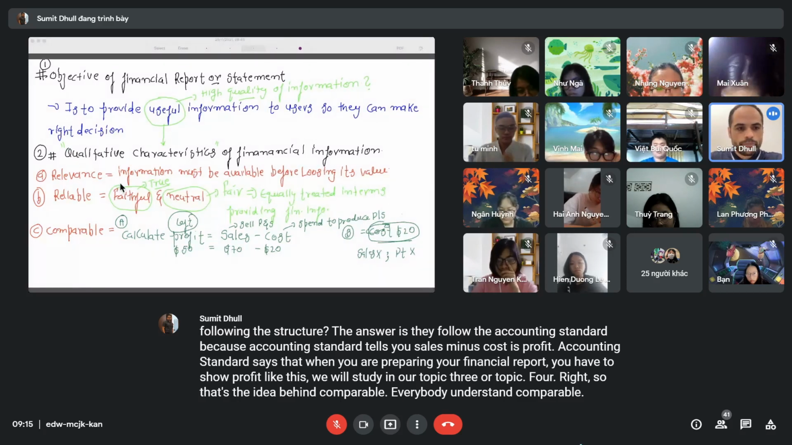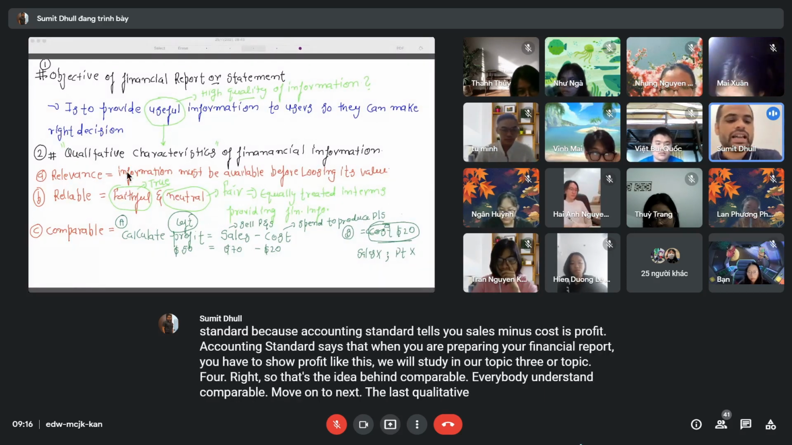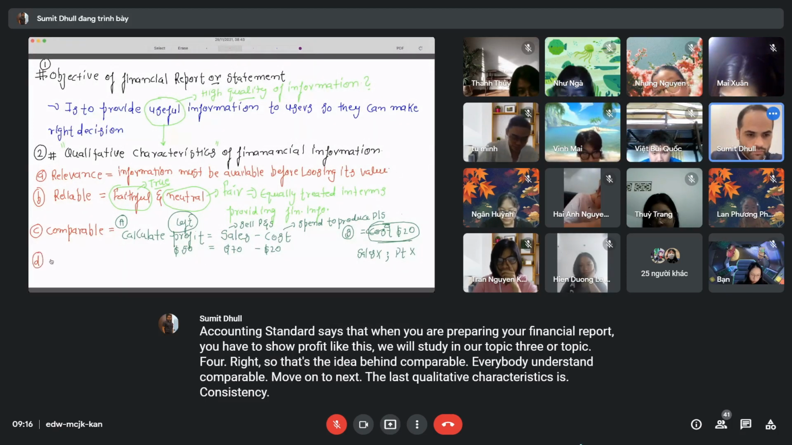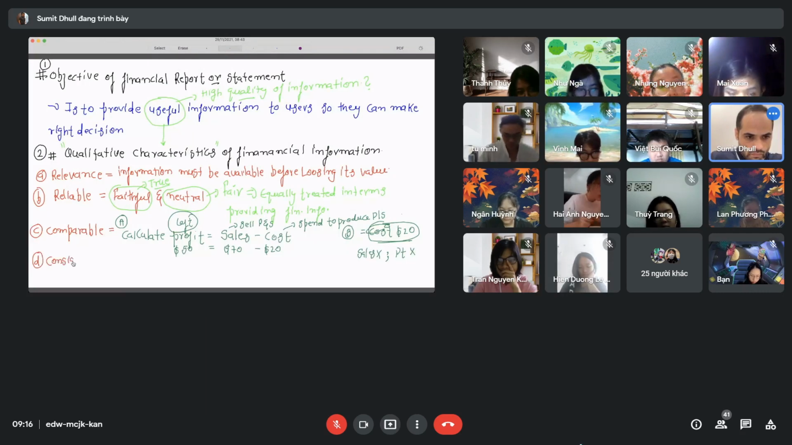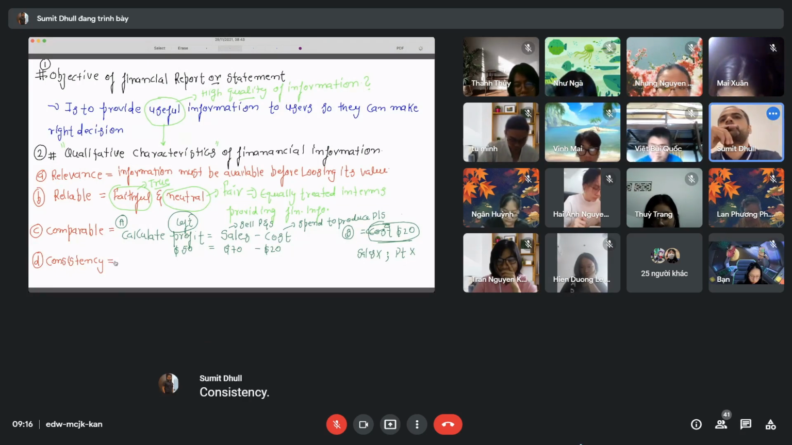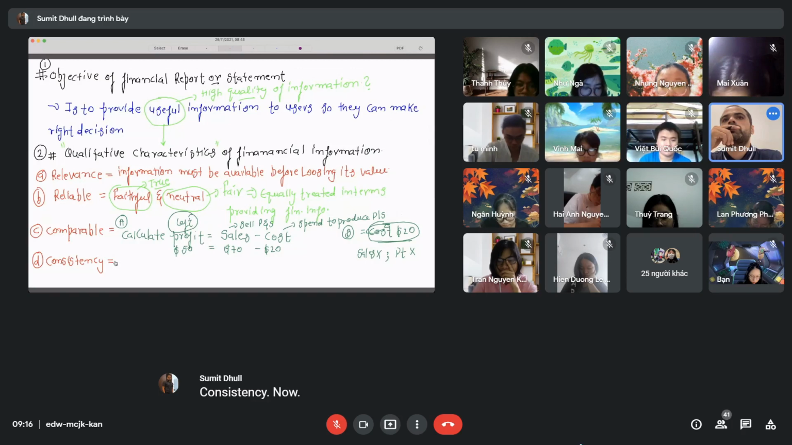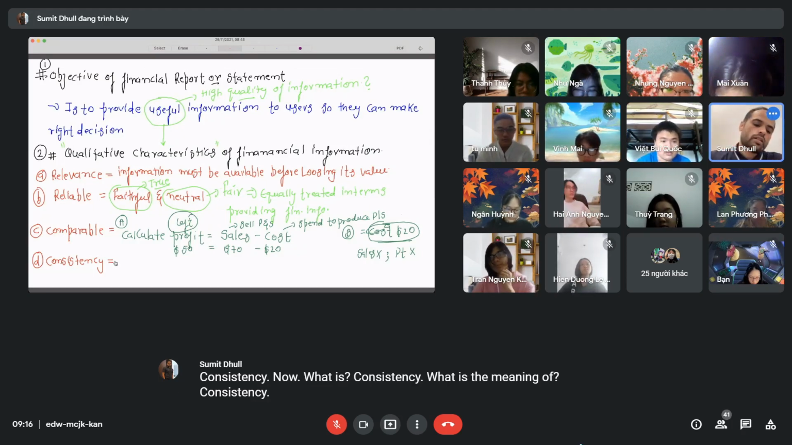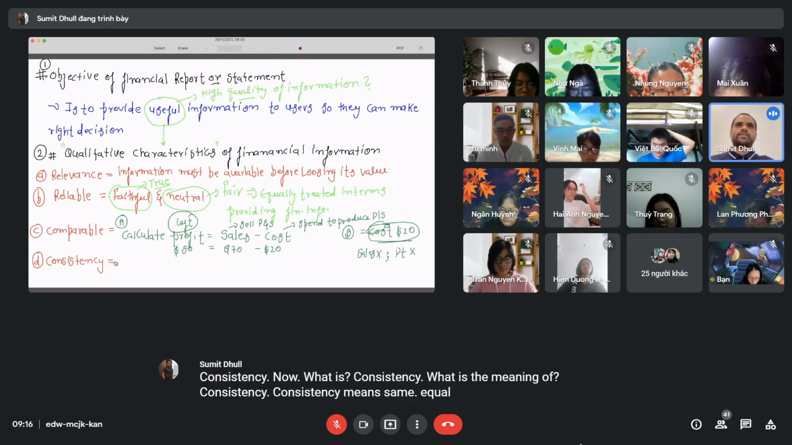Move on to next. The last qualitative characteristic is consistency. What is consistency? What is the meaning of consistency? Consistency means same, equal. Now, what does consistency mean?